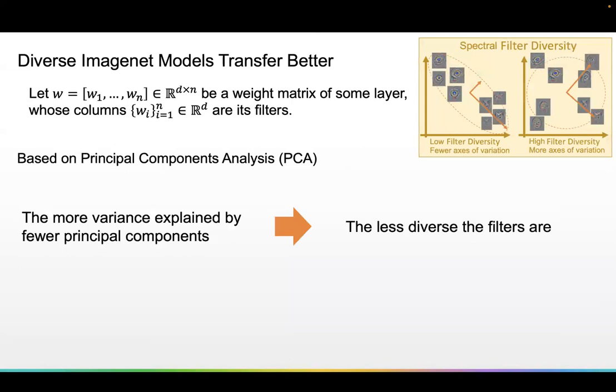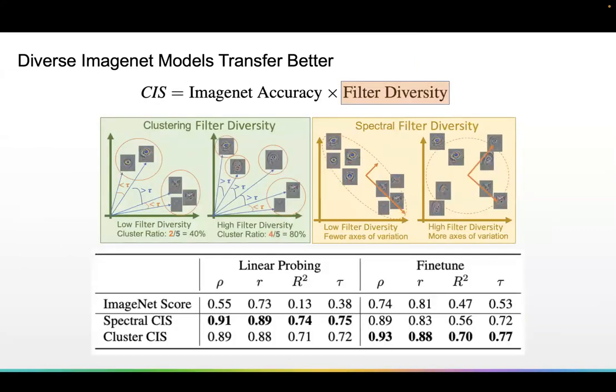Alternatively, we also propose the spectral filter diversity, which is based on the principal component analysis. The more variance is explained by fewer principal components in the weight space, the less diverse the filters are. The CIS based on both implementations of the filter diversity is shown to be correlated much better with the transferability of the model, whether we fine-tune the model or just use linear probing.